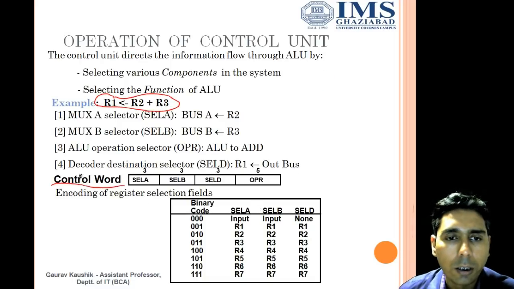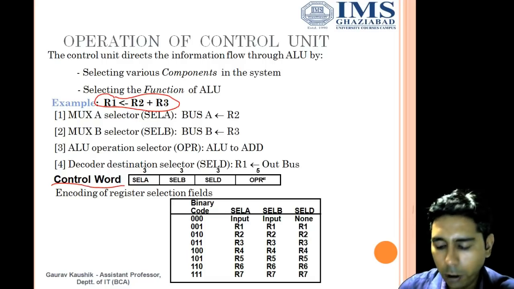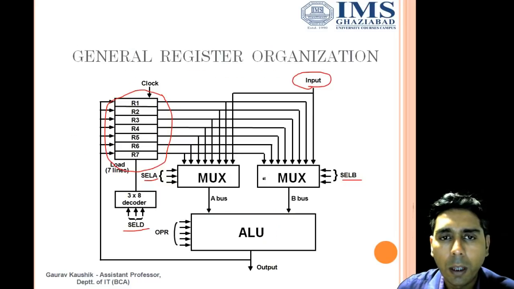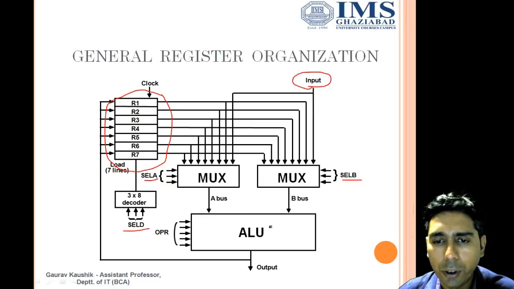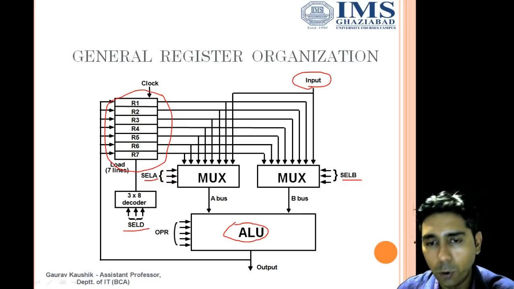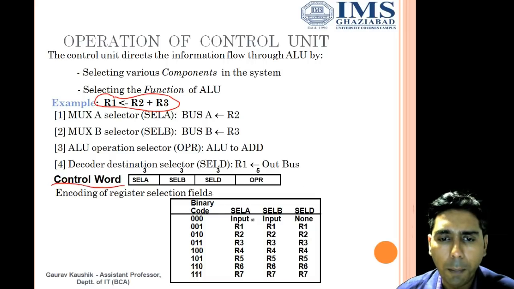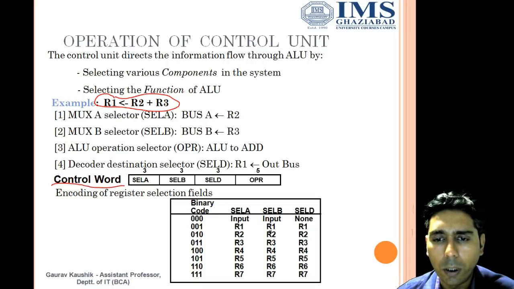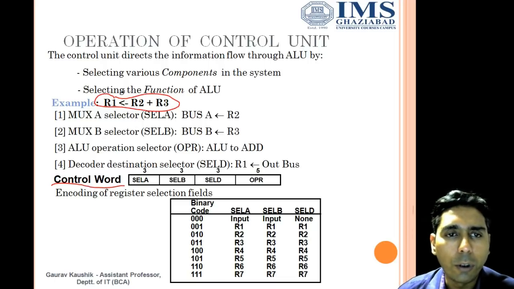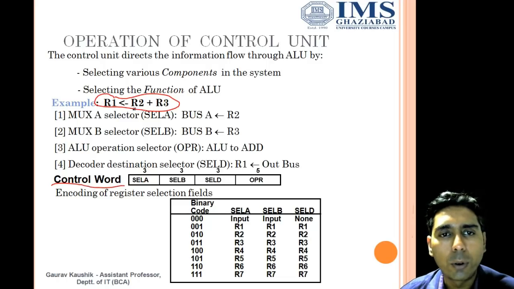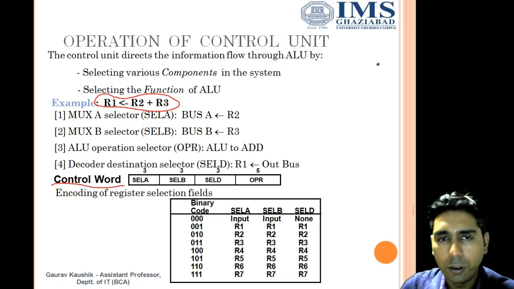So the CU generates this 14-bit control word, and on the basis of this control word the ALU performs the operation. Here the binary code for R1 is 001, R2 is 010, R3 is 011, and so on. So if I want to perform this operation R1 equals R2 plus R3, now what happens?